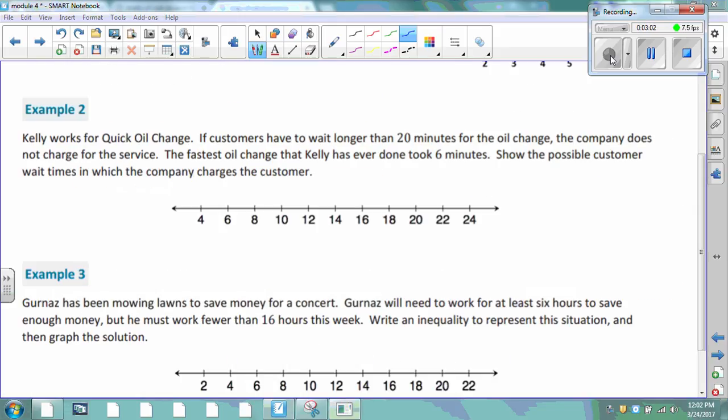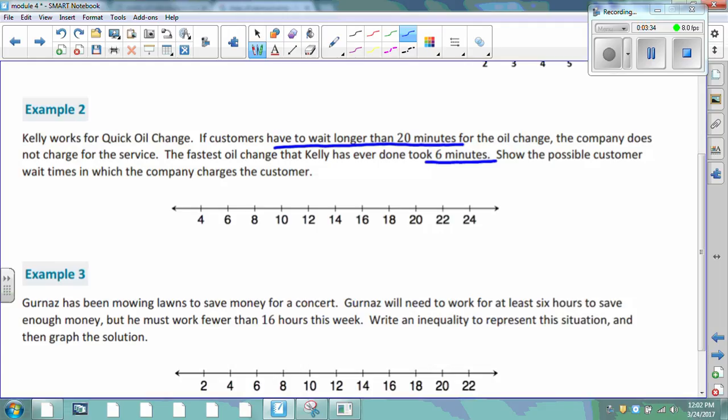If we're looking at example 2 here, we have Kelly works for quick oil change. If customers have to wait longer than 20 minutes for the oil change, the company does not charge for the service. So if they have to wait longer than 20 minutes, it's what? Free. The fastest oil change that Kelly has ever done took 6 minutes. Show the possible customer wait times in which the company charges the customer.